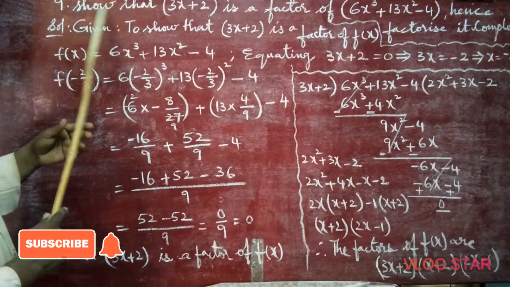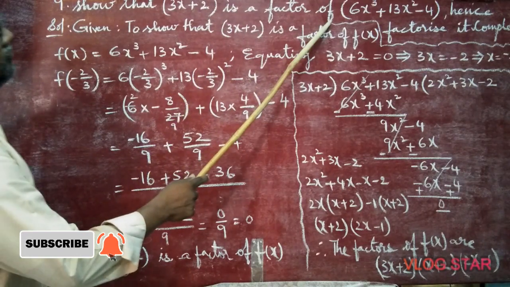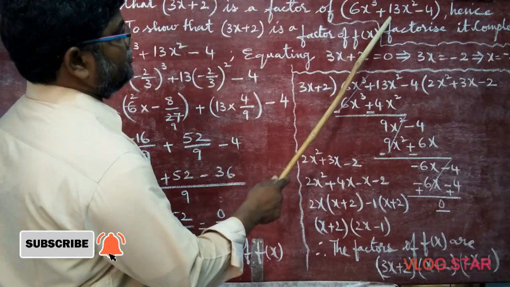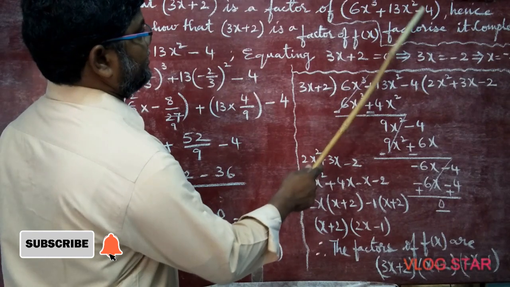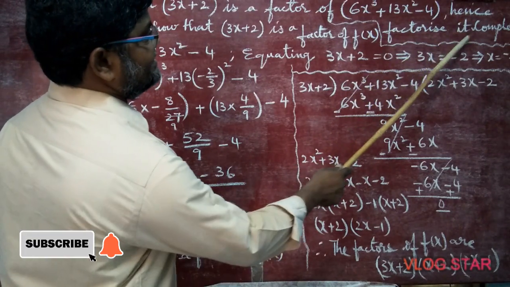Write the problem. Show that 3x + 2 is a factor of 6x³ + 13x² − 4. Hence, factorize it completely.